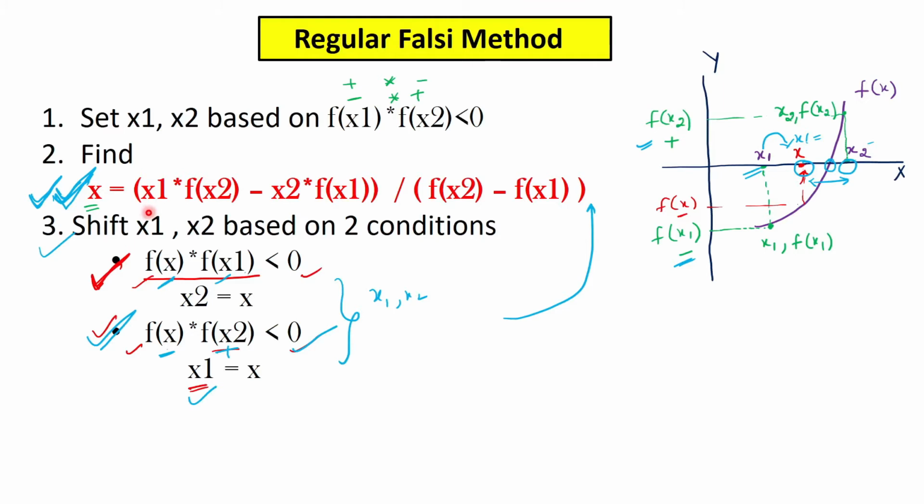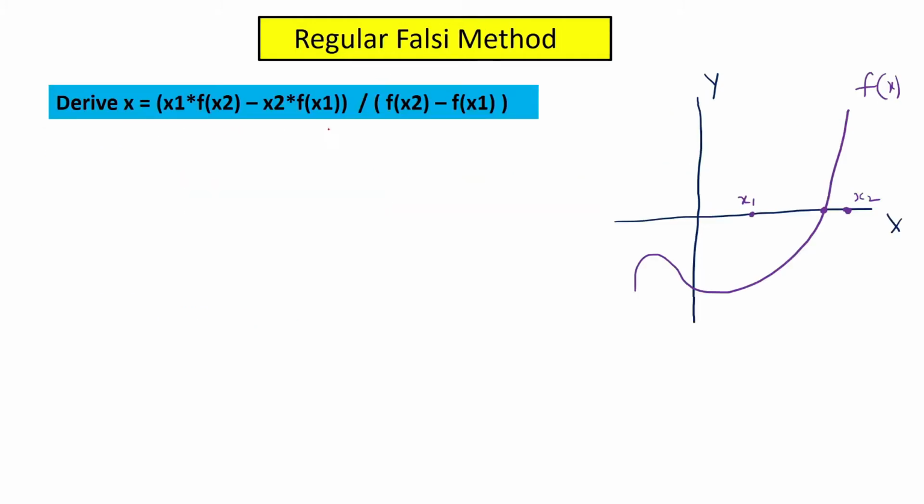So I think you have understood the working of this Regula Falsi method. Now we have to understand how this x point or this formula is getting calculated. So this is the formula that we have to derive, and this is the function f of x that I have drawn.